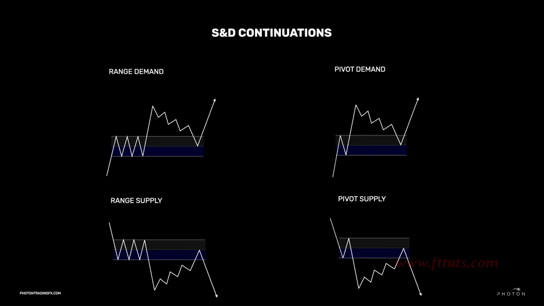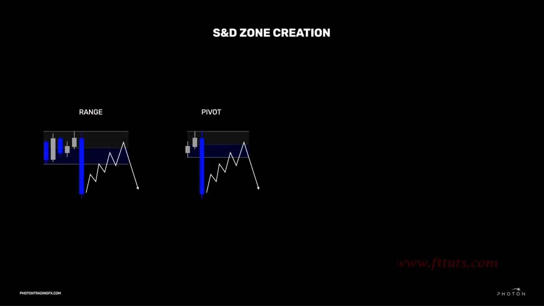So, if I flick between these continuations and reversals, you can clearly see that supply and demand are always in the same direction. It's just what direction price was moving in previously, before those zones were created, that determines whether or not you classify it as a reversal or a continuation.